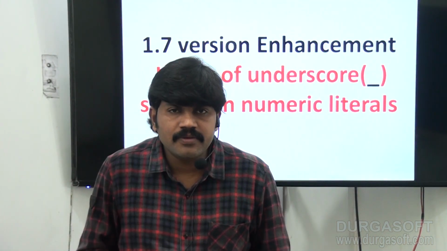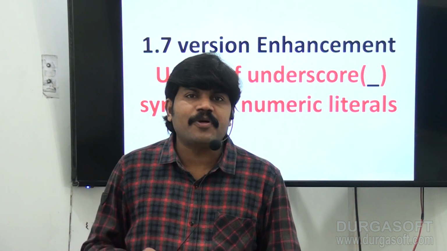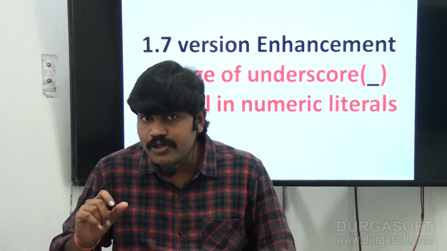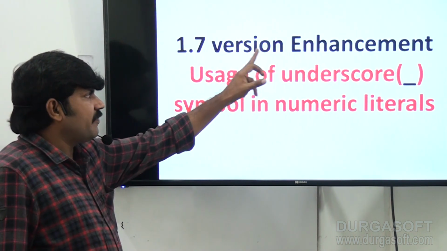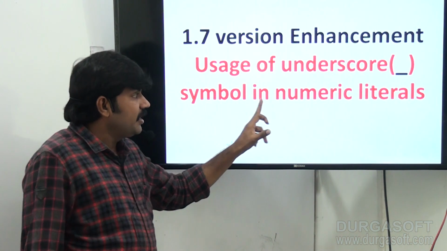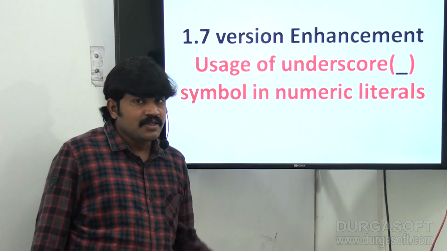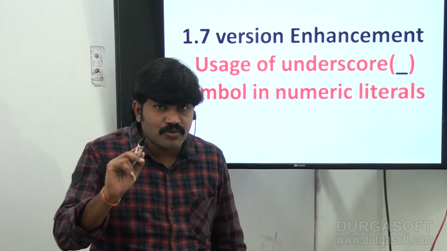Sir, now observe a small enhancement which came in the 1.7 version related to numeric literals. I have to discuss it, so observe carefully. The 1.7 version enhancement is the usage of the underscore symbol in numeric literals. Which symbol can we use? The underscore symbol, right?